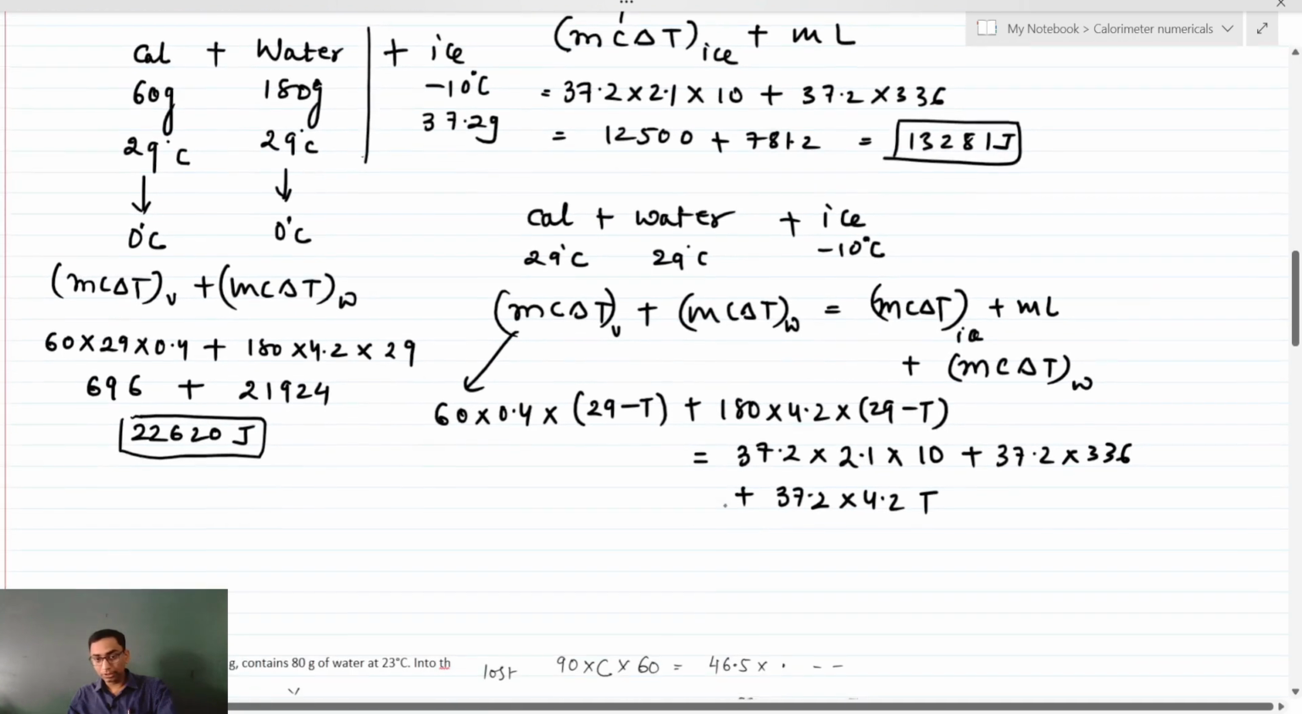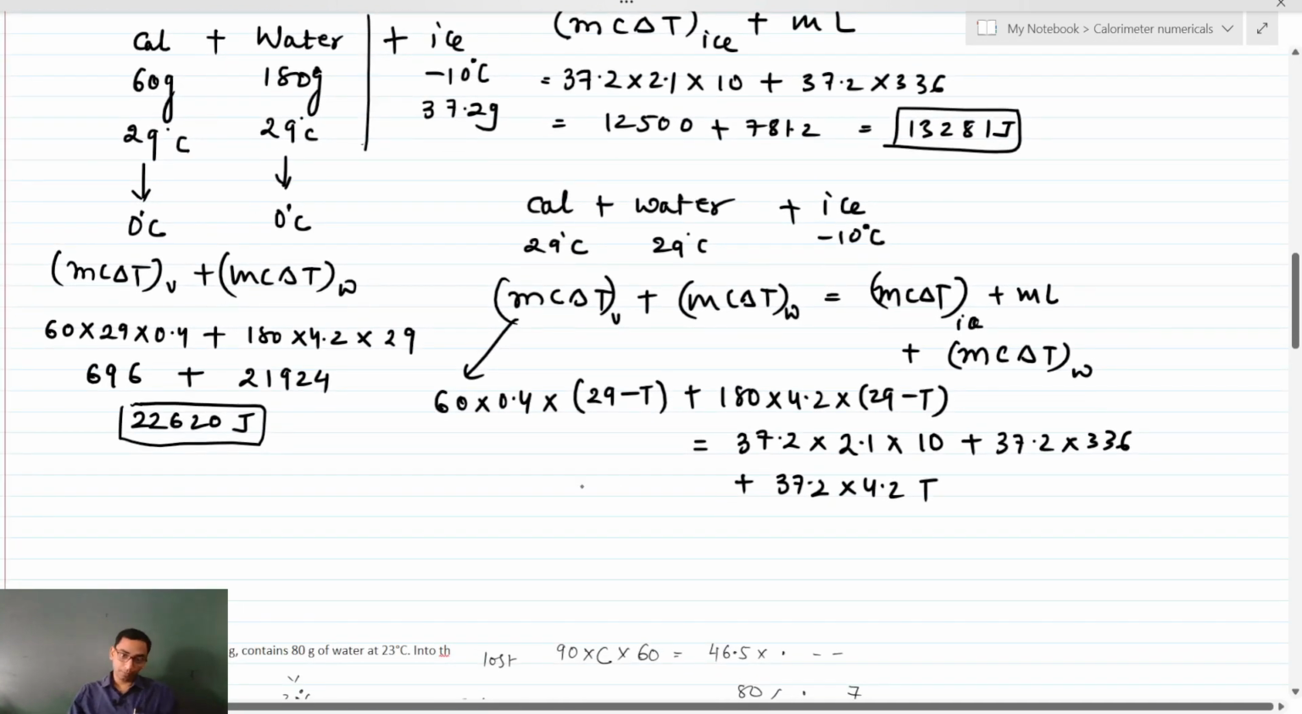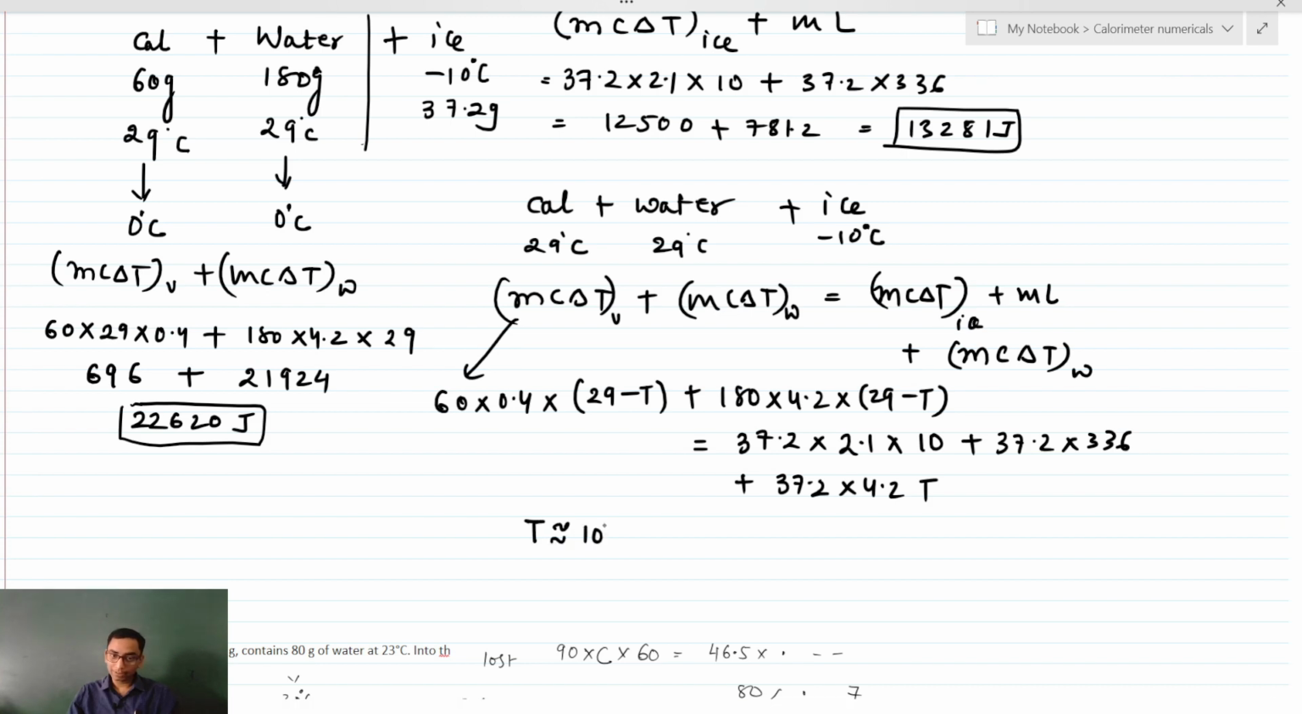Now this calculation, I think I should leave it to you. If you calculate this, roughly the temperature you are going to get is 10 degrees Celsius. That is the answer to the problem. You may get this answer as 10 point something also. You just have to solve this particular equation. Please be very patient in solving.